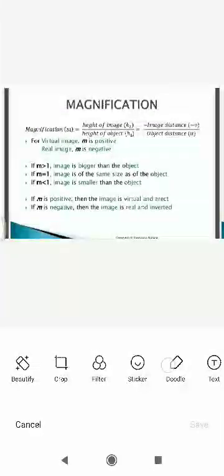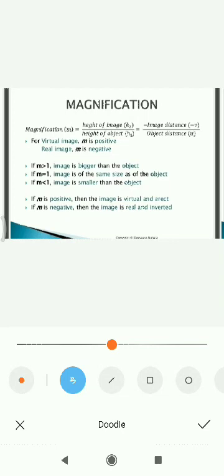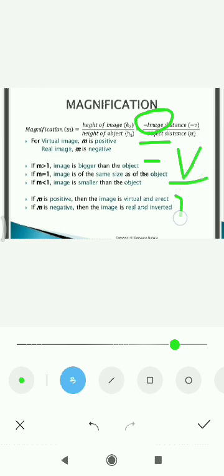Magnification is the height of the image divided by the height of the object. First comes the image and then the object. So magnification is minus the image distance divided by the object distance, minus v by u. For a virtual image, m is positive; for a real image, m is negative. A virtual image is formed behind the mirror, and m is positive. An image formed in front of the mirror has negative m.